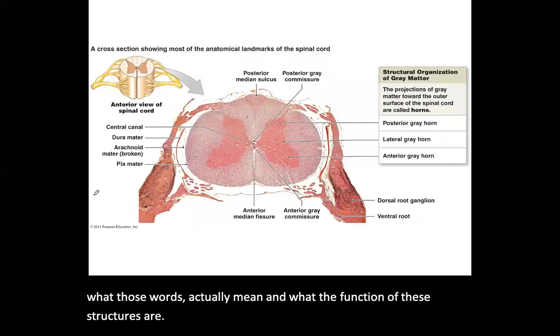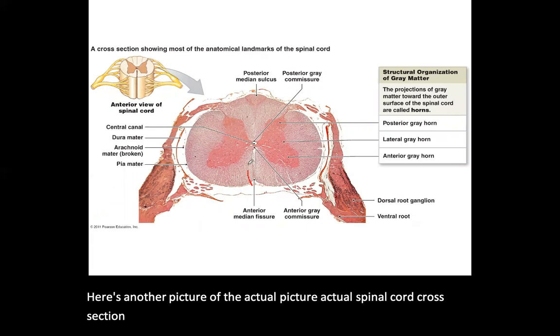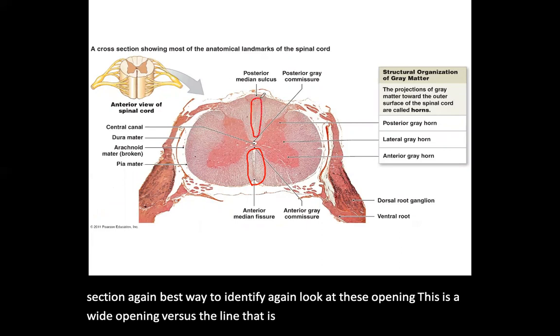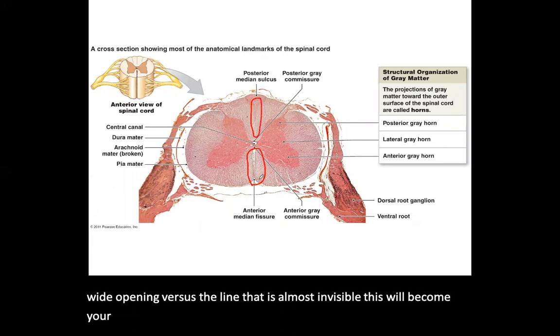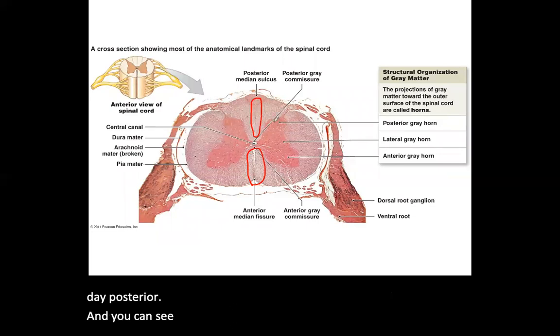Here is another picture of an actual spinal cord cross section. Again, the best way to identify the sides is to look at this opening. This is a wide opening versus the line that is almost invisible. This will be your fissure, marking the anterior, and this is your sulcus, marking the posterior. Again, you can see the butterfly very clearly in this picture.